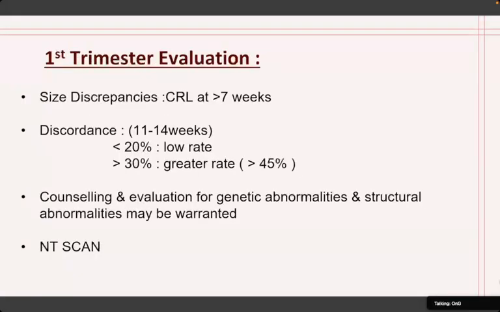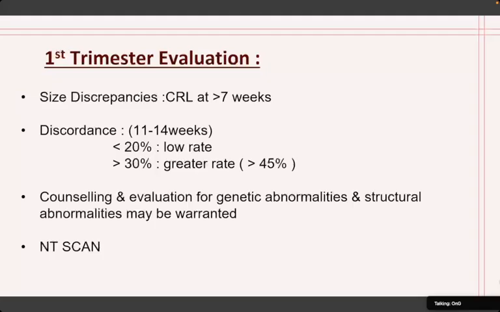So for first trimester evaluation, with size discrepancies, we generally focus on the discrepancies measured at 7 weeks, taking the crown rump length at 7 weeks. The CRL is expected to be concordant amongst all twin pairs, and significant discrepancies in the CRL are usually associated with fetal loss that occurs around 11 to 14 weeks gestation.